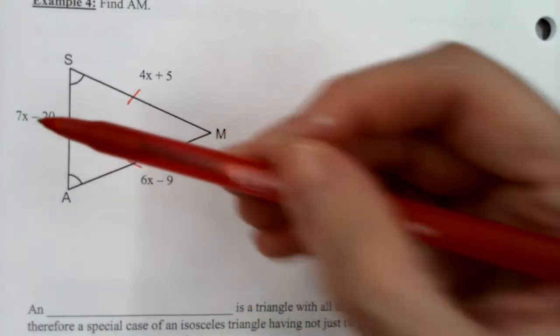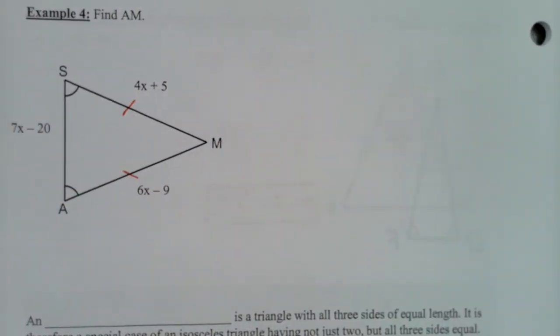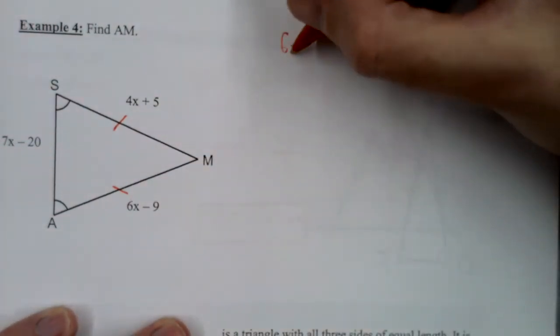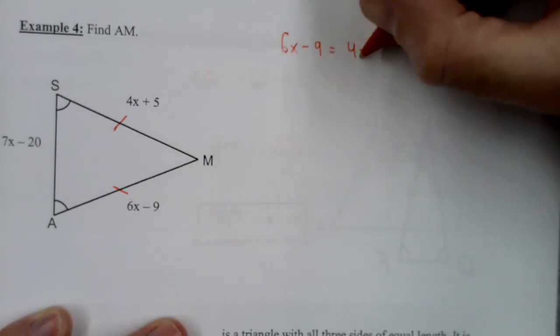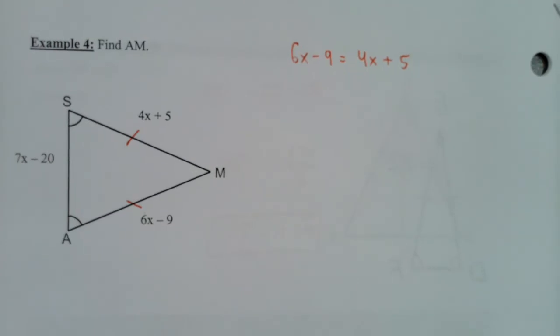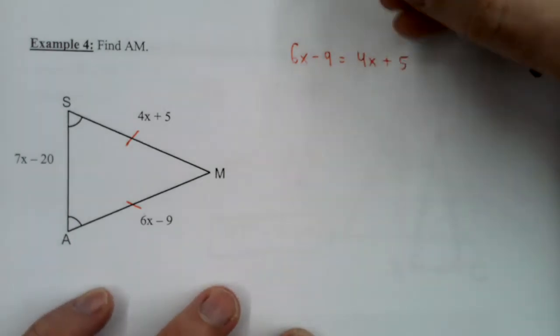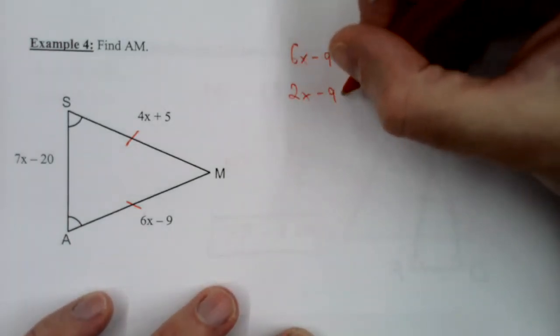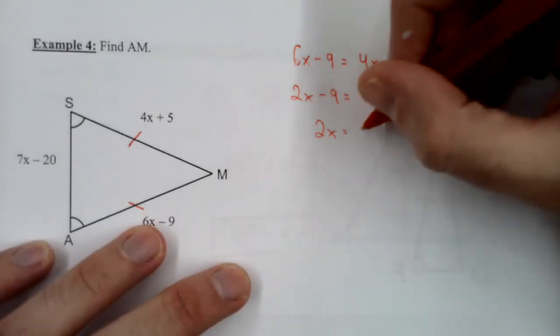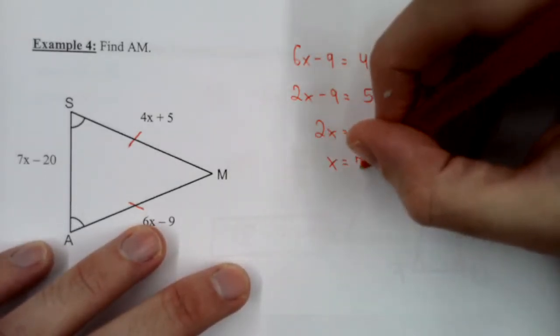So don't do anything with this side. That's just there to try to trick you. That side is not congruent to the other two sides. So I'm going to do 6x minus 9 equals 4x plus 5. Solve that for x. Subtract 4x on each side. So 2x minus 9 equals 5. Add 9, 2x equals 14. And then x equals 7.